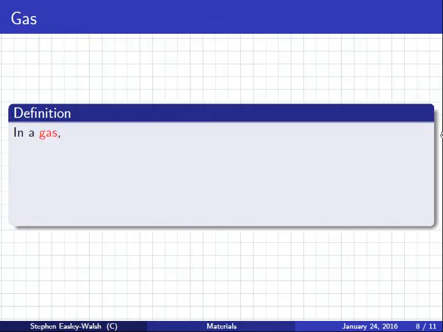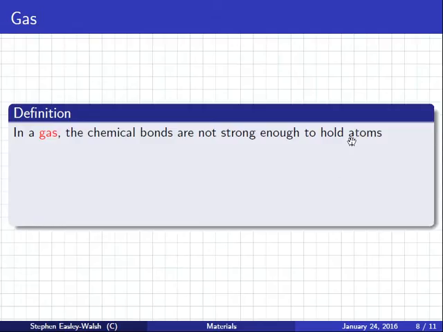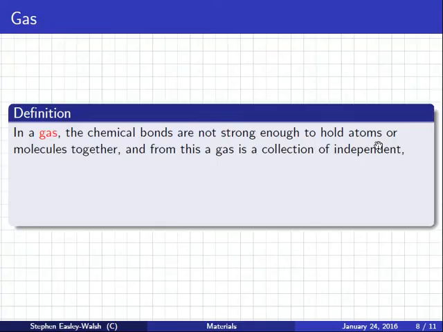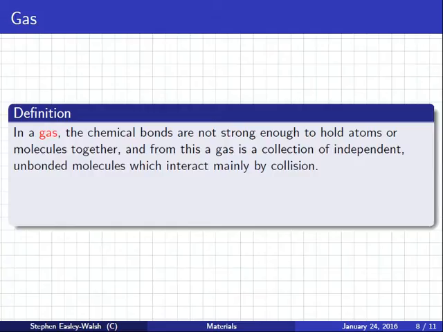Alright, in a gas, the chemical bonds are not strong enough to hold the atoms or molecules together. And from this, a gas is a collection of independent, unbounded molecules which interact mainly by collisions. So what this means is, for a gas, the molecules are just free. They move wherever they want, and sometimes they bump into each other, but that's all. So that's what I mean by independent.